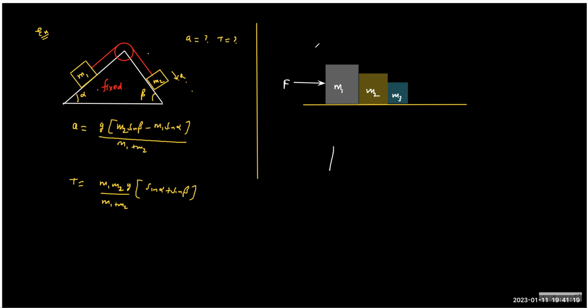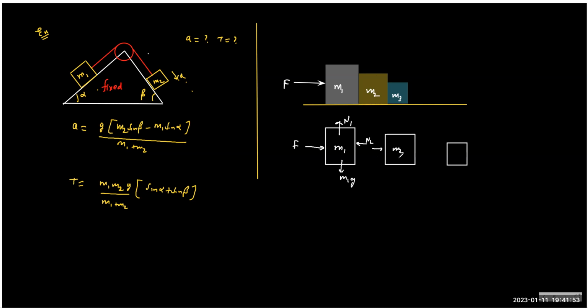So for M1, the force from the left is F, right? The gravity is down, correct? And you can see the normal force as N1. Then there is an action-reaction happening between the pairs. So N2 will act like this. Then M2g will act like this. And then let's say N3 will act like this. Then there is again an action-reaction pair. Let's call it N4. M3g.